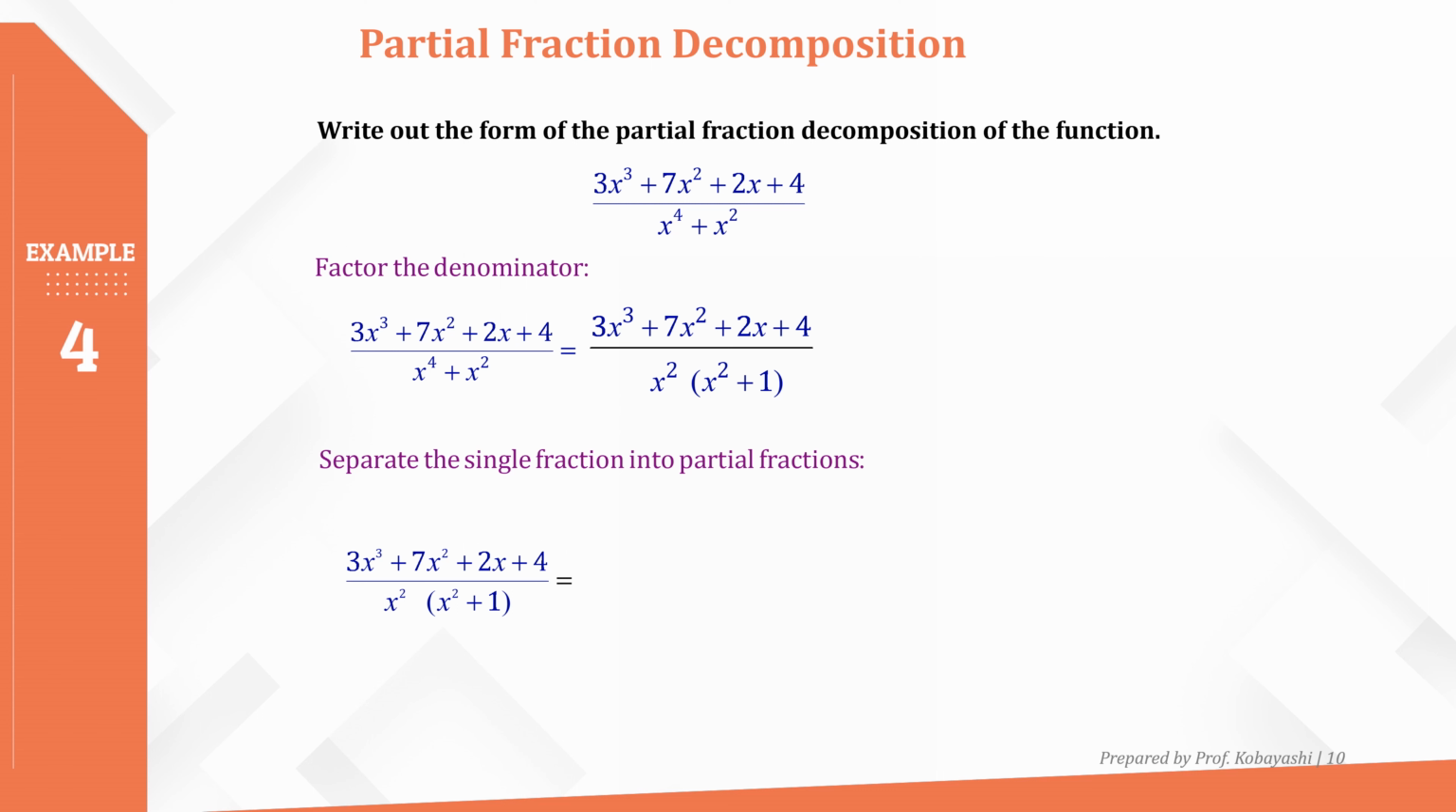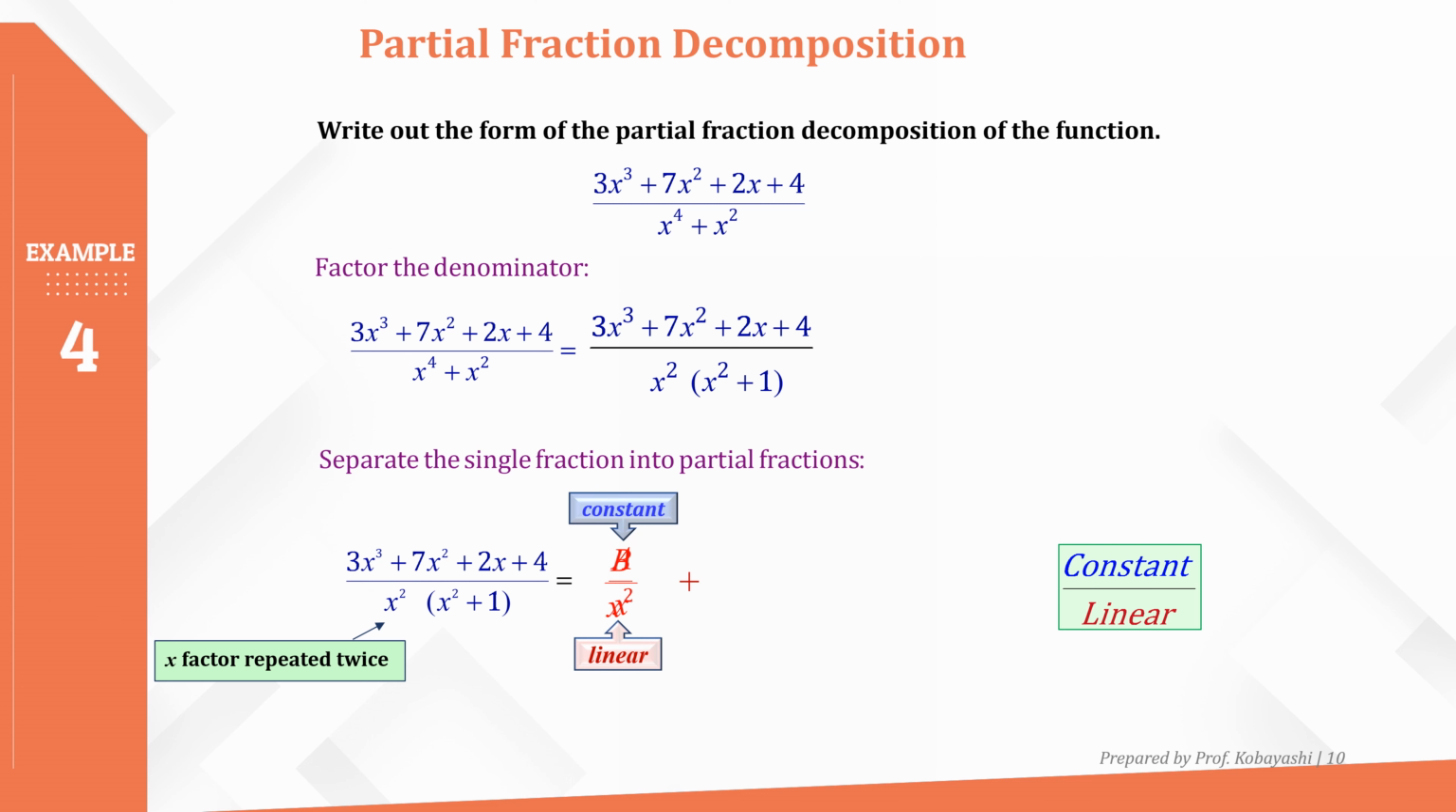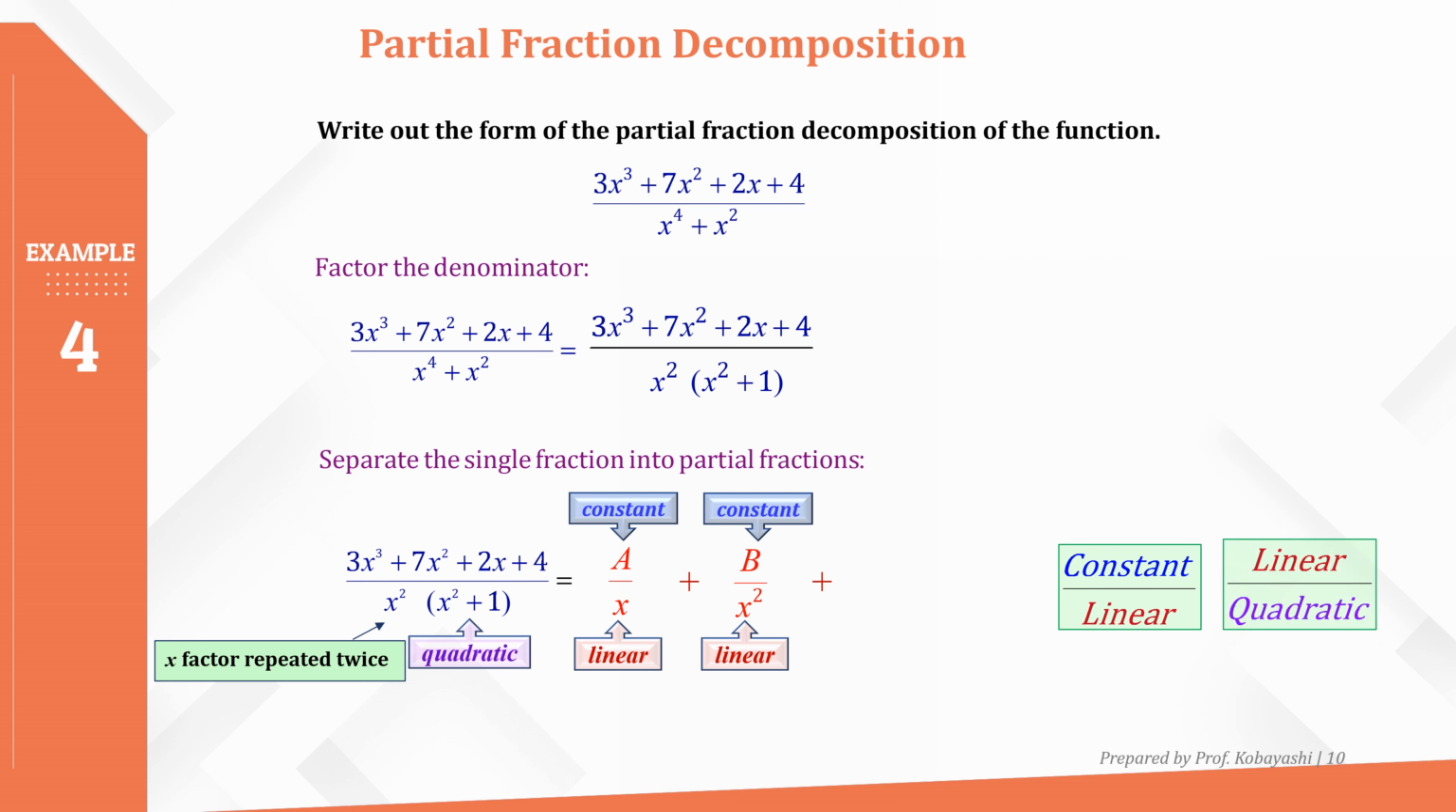Let's separate it into partial fractions instead. For the first factor, x is repeated twice. We have two fractions, so some constant A over x plus B over x squared. The second factor is a quadratic, so Cx plus D over x squared plus 1. Now that we have set up the partial fractions, we need to solve for unknown A, B, C, and D next.